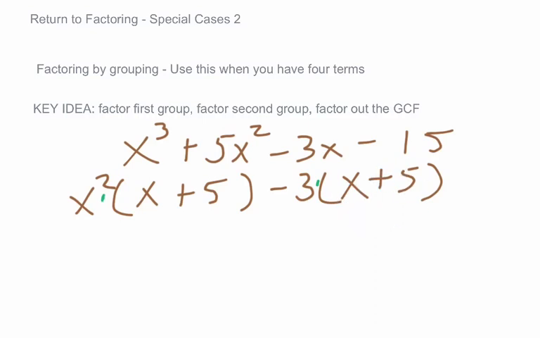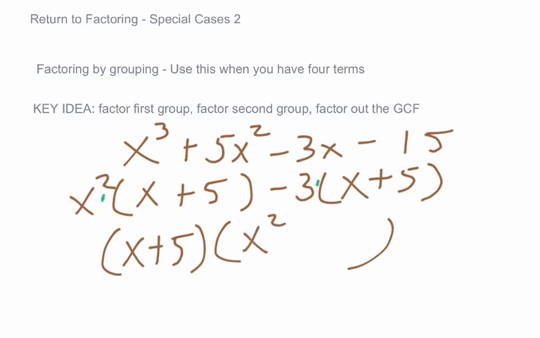So if I were to ask you, what do they have in common? Hopefully you would say, the x plus 5. They have an x plus 5 in common. And what do we do with the common factor? We factor it out. And so we're going to take that x plus 5 and we're going to factor it out. And then we ask ourselves, what's left over? Well, if you have x squared times x plus 5 and you take out the x plus 5, you're left with x squared. If you have -3 times x plus 5 and you factor out the x plus 5, you're left with -3.